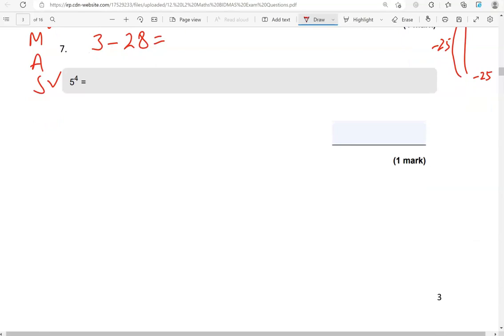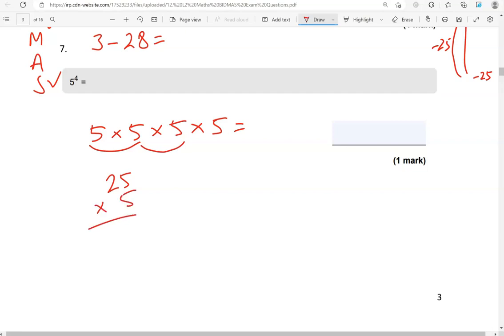Now we've got 5 to the power of 4. So that means 5 times 5 times 5 times 5. So it's 4 times multiplied by itself. 5 times 5 is 25. If we multiply it by 5, then we get 5 times 5, 25. So 5 down, 2 carried over. 5 times 2 is 10, and the 2 is 12. So 125. Final step is to multiply that by 5.